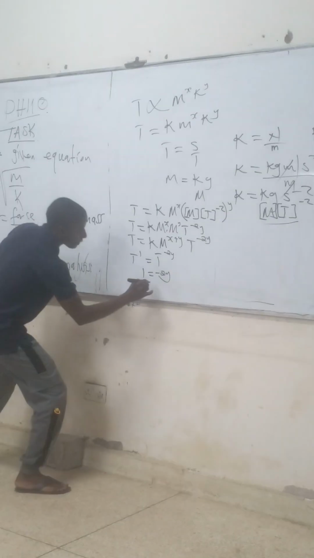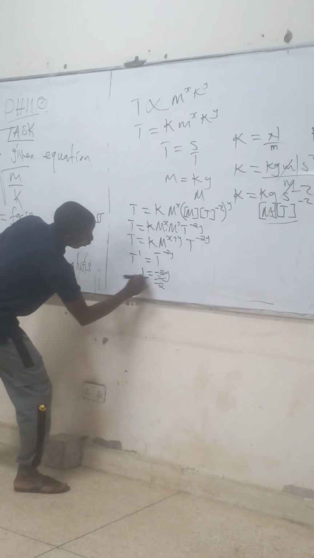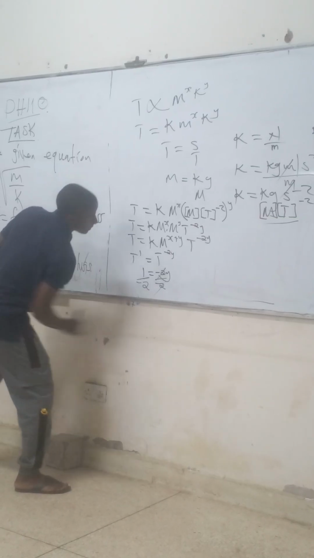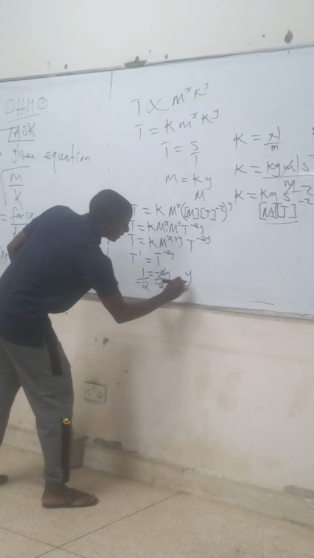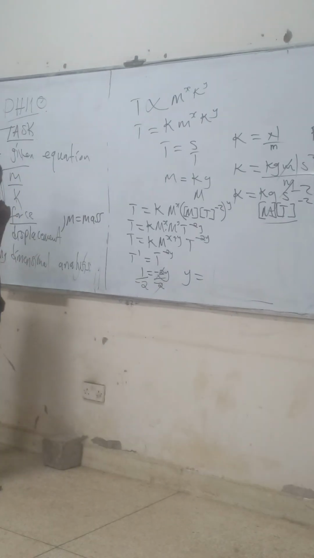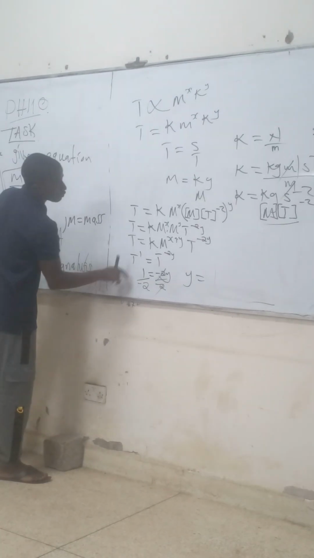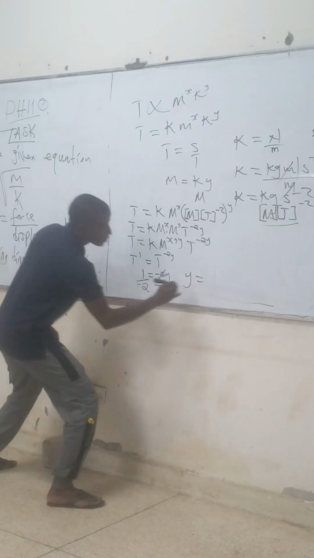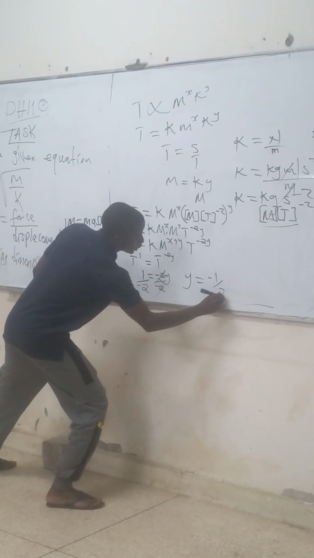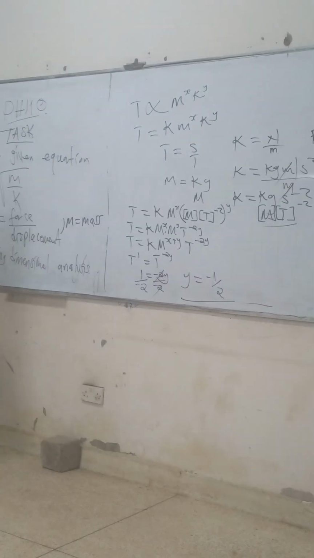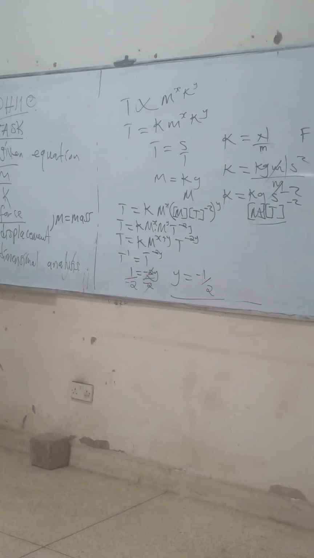We make y the subject of the formula, meaning we are going to divide by negative 2 over negative 2. So your value of y, bear in mind that you are not supposed to leave the negative. You have to write negative 1 over 2. So this is the value of y. Any question so far?